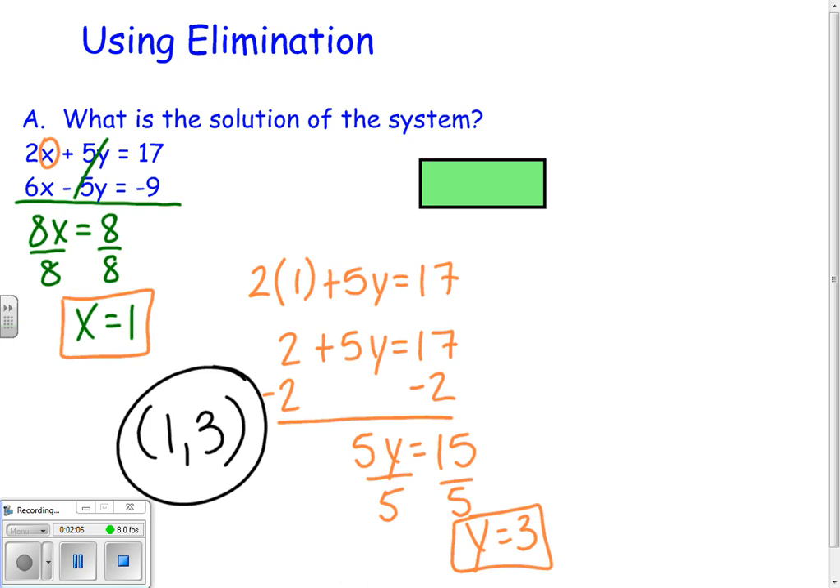That makes this an independent, consistent system. That's not being asked of you, but that's something we've discussed already. It's independent and consistent because it has one answer.